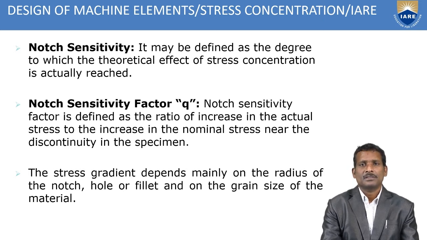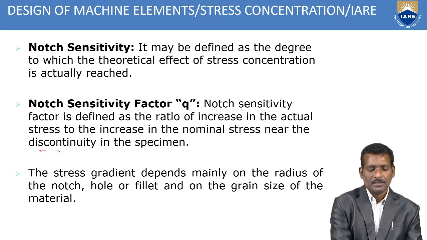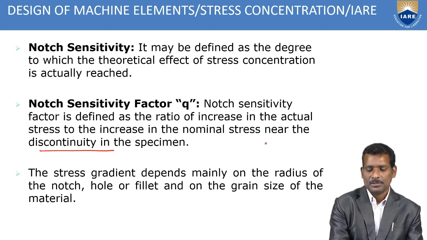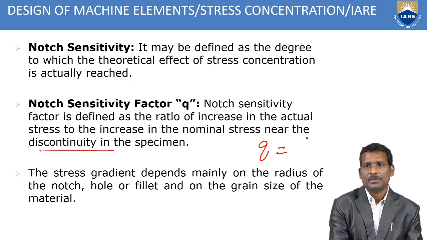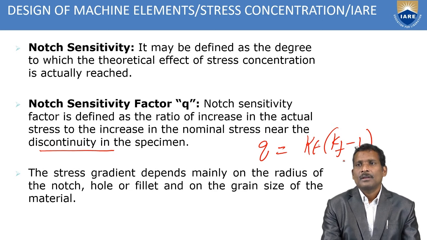Clear. The notch sensitivity factor Q is defined as the ratio of the increase in the actual stress to the increase in the nominal stress near the discontinuity in the specimen. Clear? So we can calculate the Q, the notch sensitivity, by using this formula: Q is equal to (KF minus 1) over (KT minus 1). Clear. So the stress gradient depends mainly on the radius of the notch, hole or fillet, and the grain size of the material.